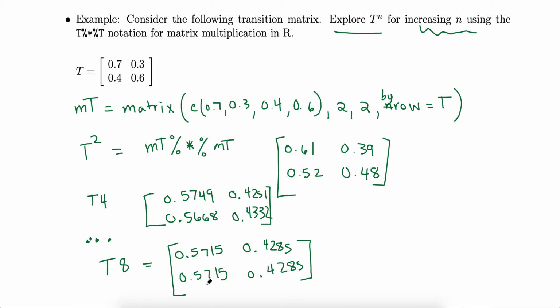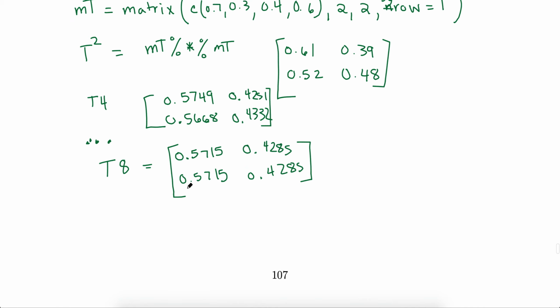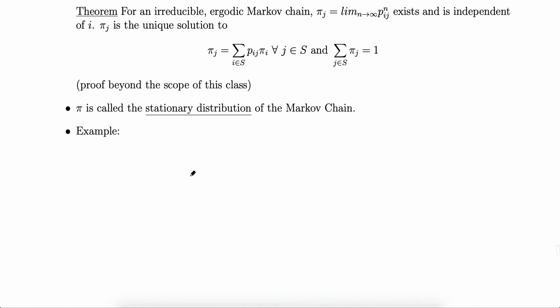So after a lot of steps, who cares if I start in state 1 or state 2? My chances of being in state 1 are basically the same. Same thing here: my chances of being in state 2 after 8 steps are the same regardless of where I started. Okay, so this observation brings us to an important theorem that's going to pull together a lot of the concepts and vocabulary we've been working on.